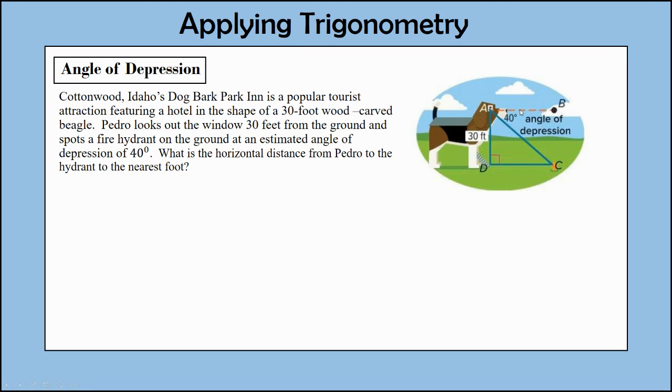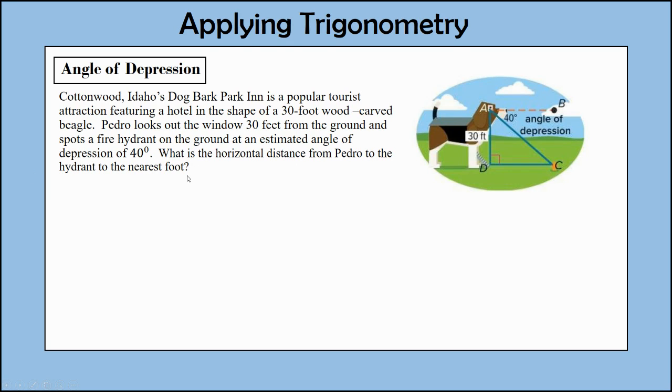It then says he looks down and sees here at point C some fire hydrant. Okay, so BAC, that's an angle of depression. Sight line is AB. He looks down to C. There's my angle of depression. Notice the right triangle goes from Pedro to the ground and perpendicular to the ground. And then from D to C is the distance from the hotel's base, if you will, to the fire hydrant.